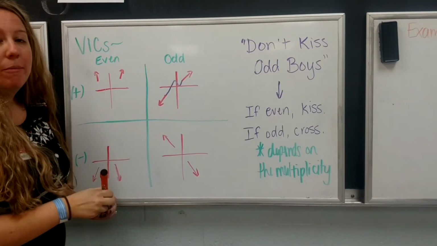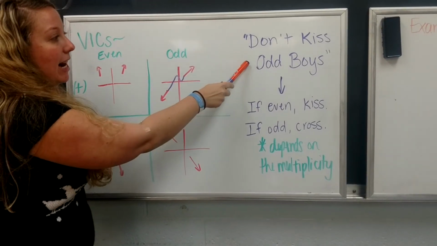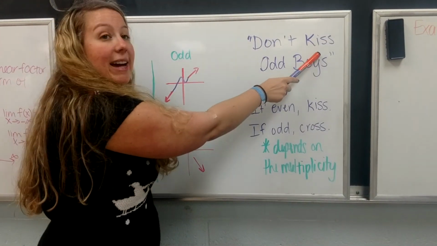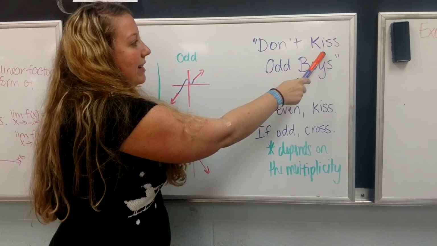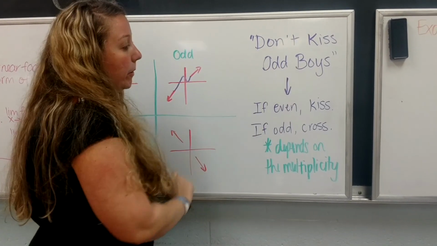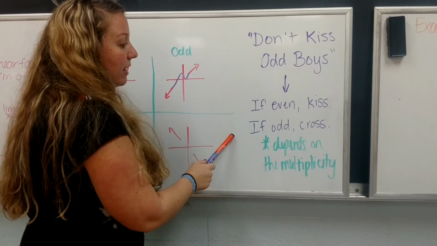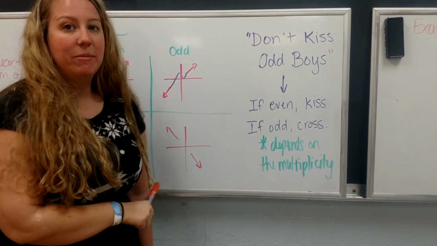So something to help you remember that is don't kiss odd boys. So it's not going to kiss the x-axis. If it's odd, it's going to go through. So if even, it kisses. If odd, it crosses. And that depends on the multiplicity.